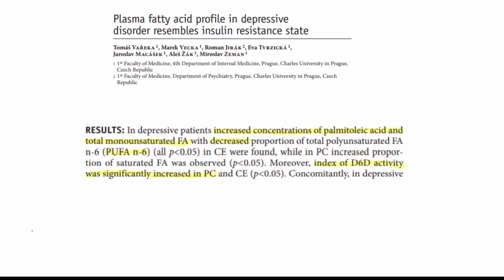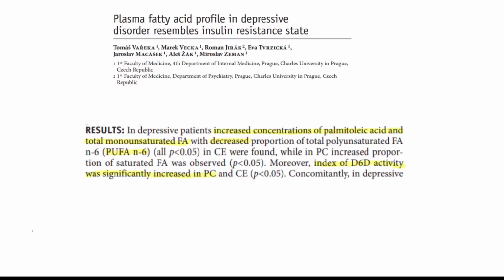This study is about depressive disorders. So these are people with clinically diagnosed depression. And in those patients, you see increased concentrations of palmitoleic acid. So that's 16:1 monounsaturated fat, and total monounsaturated fatty acids, with a decreased proportion of total polyunsaturated fats, or omega-6 PUFA. And if you think about that German study that I showed you, where you saw linoleic acid decreasing as monounsaturated fat was increasing in people who were obese, they're describing that exact same scenario in the first sentence of the results of this paper.